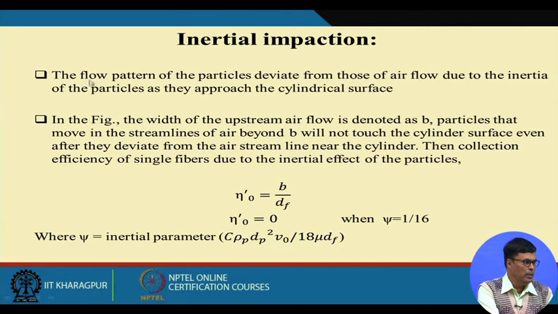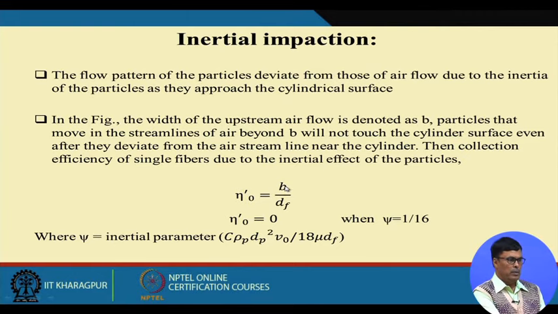If you look here, the flow pattern of the particle deviates from that of the air flow due to the inertia of the particle as it approaches the cylinder, because this happens due to the high velocity of the fluid. Now in the figure, the width of the upstream is denoted as B, and particles that move in the streamlines of air beyond B will not touch the cylinder surface, even after they deviate from the air streamline near the cylinder. Then the collection efficiency of a single fiber due to inertial impaction is usually expressed by B over DF.